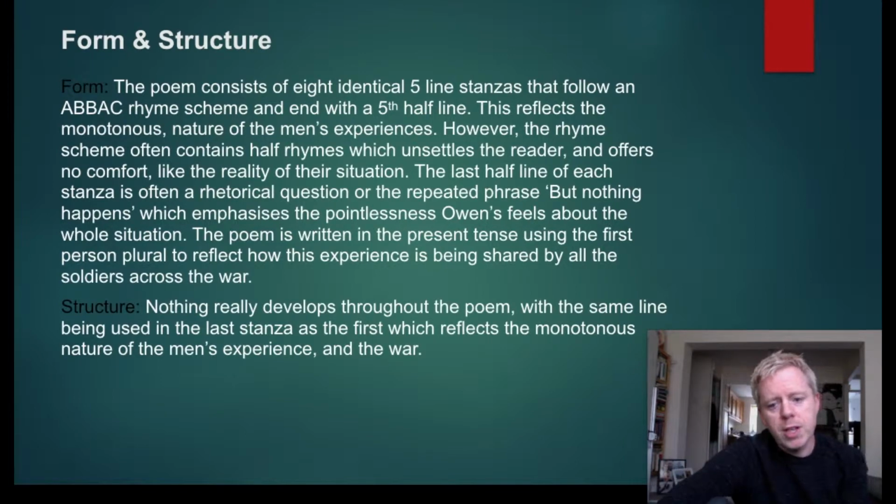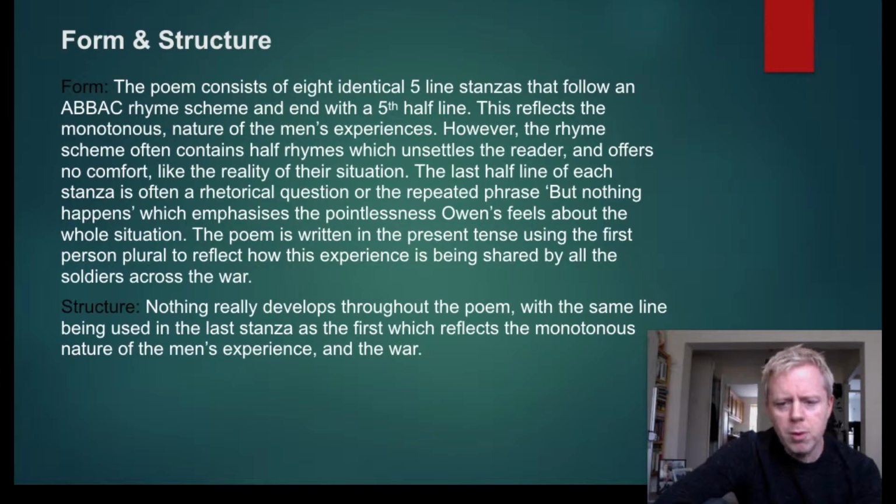Form and structure. Now, I'm going to go through an analysis of the poem in a minute. I'm just breaking down the key areas that you'll need to focus on in any exam answer. Form and structure is first and foremost with those. The poem consists of 8 identical 5-line stanzas that follow an A, B, B, A, C rhyme scheme and end with a fifth half line. This reflects the monotonous nature of the men's experiences.